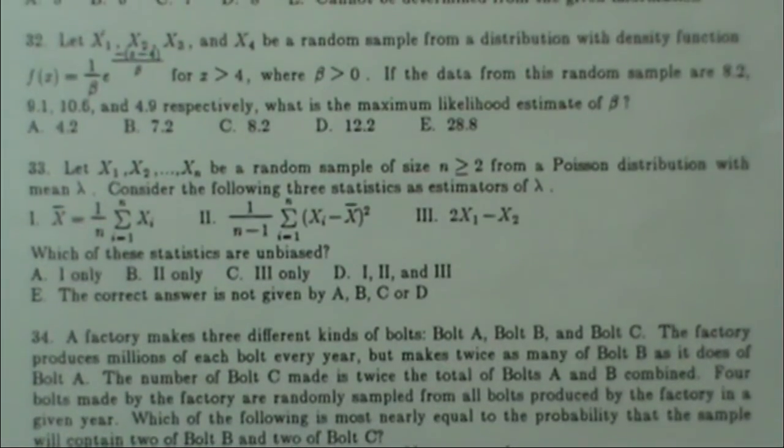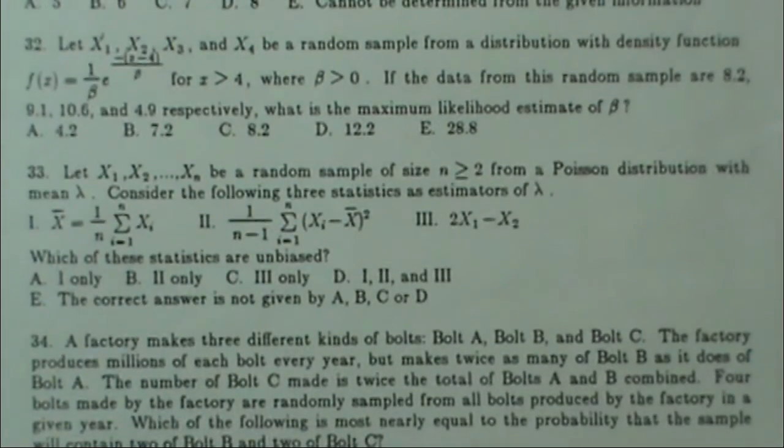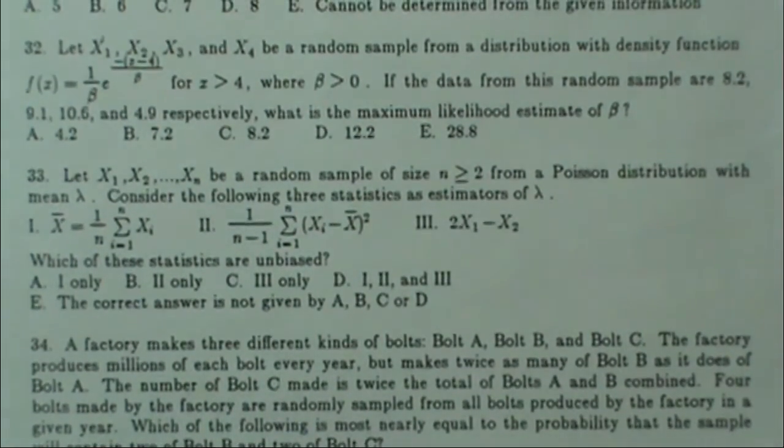Number 33, let x1 through xn be a random sample of size at least 2 from a Poisson distribution with mean lambda. Consider the following 3 statistics as estimators of lambda. Which of these statistics are unbiased?